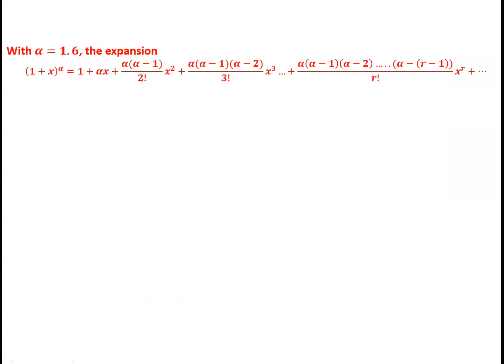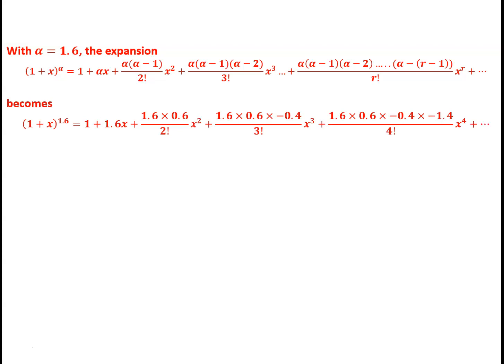One final example to consider is the case when we have alpha equals 1.6. With alpha equals 1.6, the expansion for (1 + x)^α becomes 1 + 1.6x + (1.6 × 0.6)/2! x² + (1.6 × 0.6 × −0.4)/3! x³, etc., which simplifies to (1 + x)^1.6 = 1 + 1.6x + 0.48x² − 0.064x³ + 0.224x⁴.